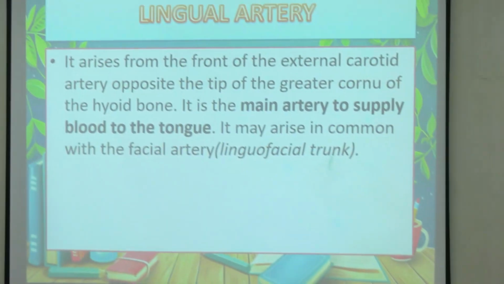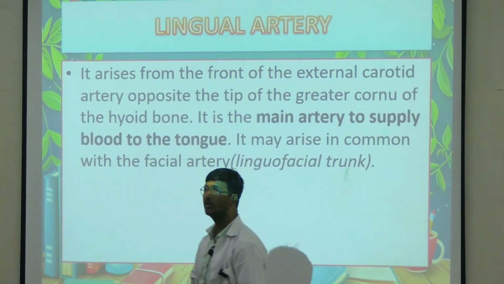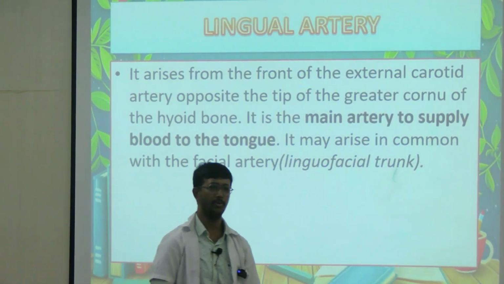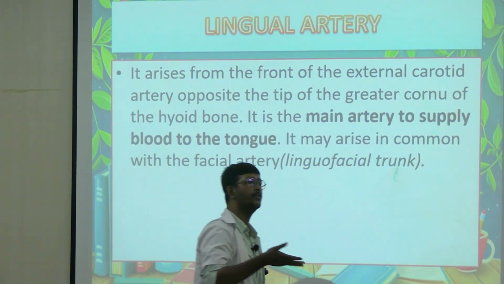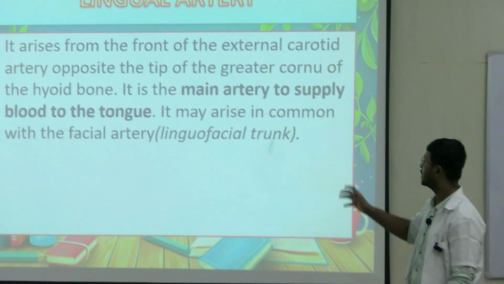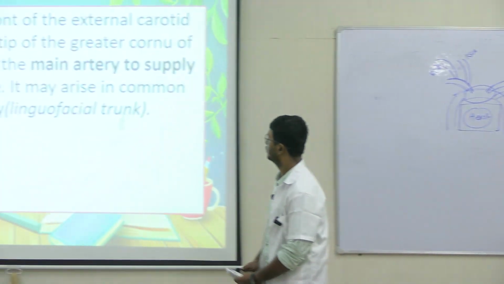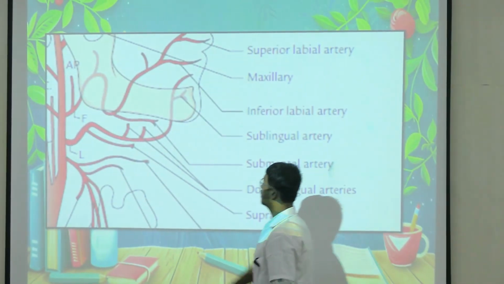Now coming to the lingual artery. This is another anterior artery. It arises from the front of the greater cornu of your hyoid bone. Below the greater cornu goes your superior thyroid artery, but in the front there is the lingual artery, which is the main artery supplying blood to the tongue. This is your lingual artery.